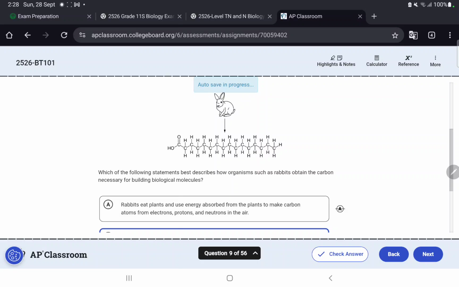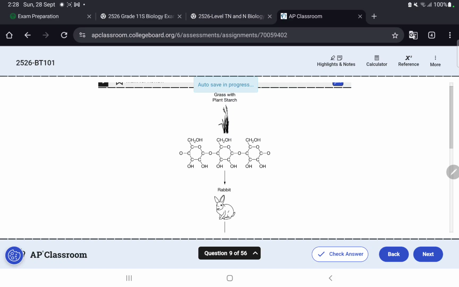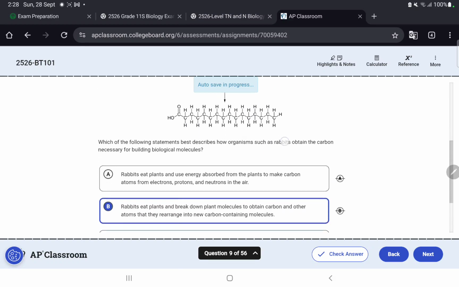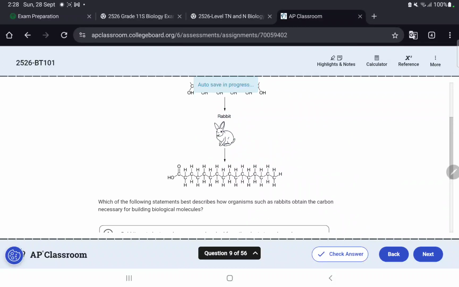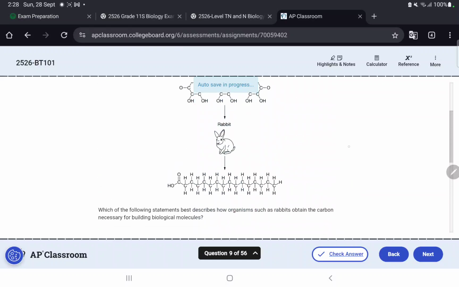Here, which of the following statements best describes how organisms such as rabbits obtain carbon necessary for building biological molecules? As you can see here, you have grass. The grass has carbon. The rabbit eats the grass, and the rabbit will then have carbon. So rabbits eat plants and break down plant molecules to obtain carbon and other atoms that they rearrange into new carbon-containing molecules. So that is the correct answer, obviously.